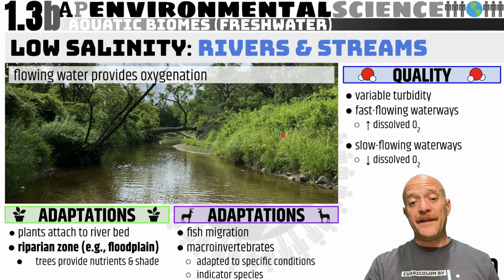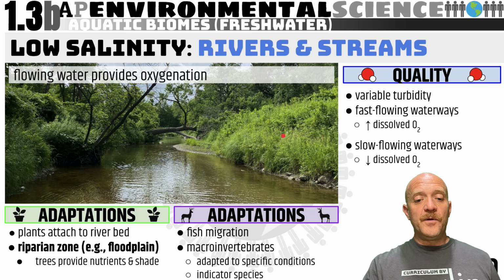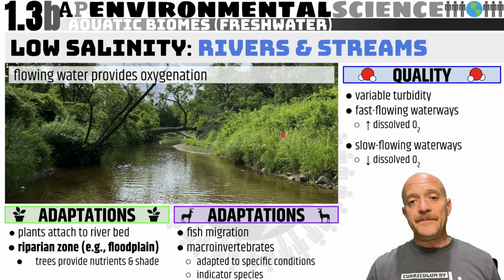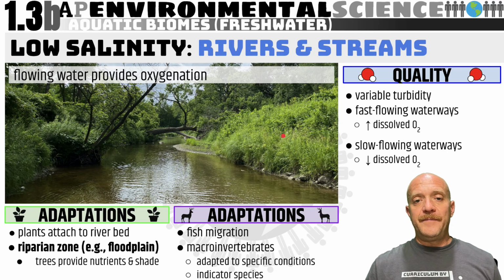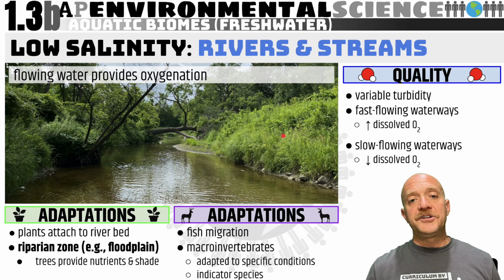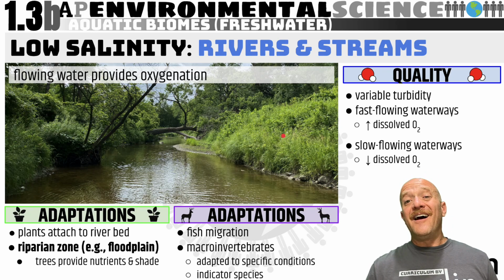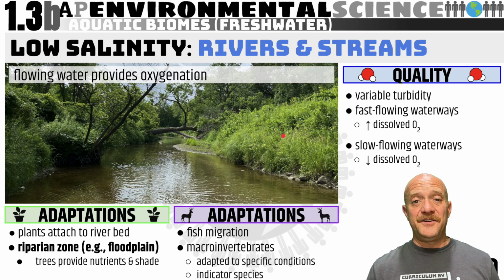Now, the animal adaptations: rivers and streams are going to be very important in fish migration, especially in the life cycle of salmon. You will also have a lot of macroinvertebrates. And macroinvertebrates just means large invertebrates. Now, that doesn't mean big like alligator size. It means large like insect larvae, like dragonfly larvae. You'll have caddisfly larvae. You'll have leeches. You'll have snails. You'll have water bugs, things like that.